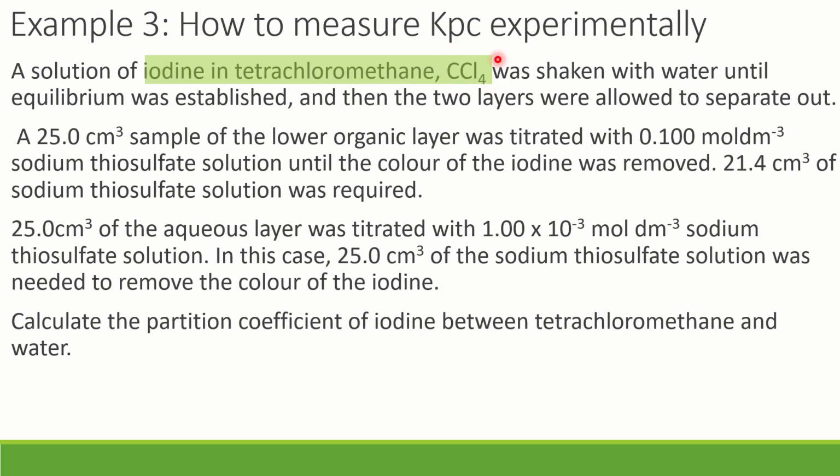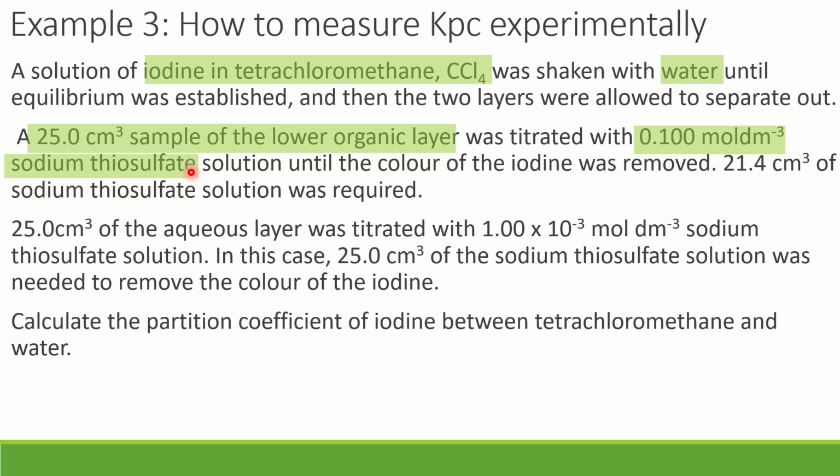So, this CCl4 is one of the solvents. Now, it was shaken with water. So, water here is another solvent, until equilibrium was established. And then the two layers were allowed to separate out. Now, for the first one, when you separate these two solvents, you take 25 cm cube of the sample of the lower organic layer, which is the CCl4, and then you titrate it with 0.1 mol per dm cube sodium thiosulfate.